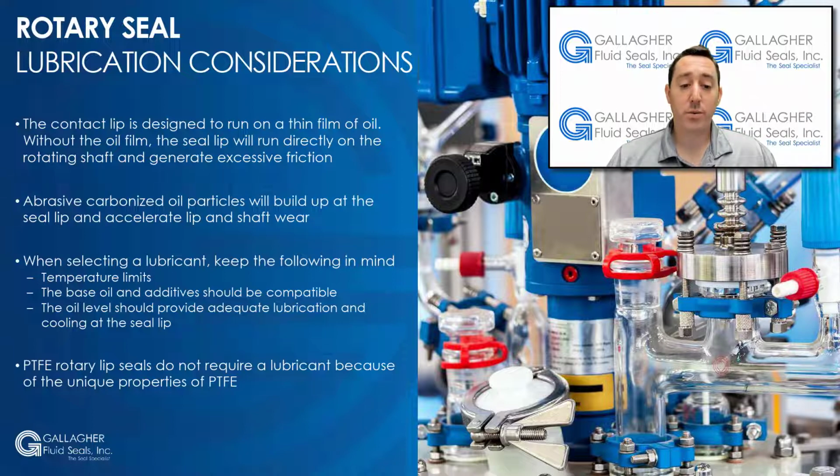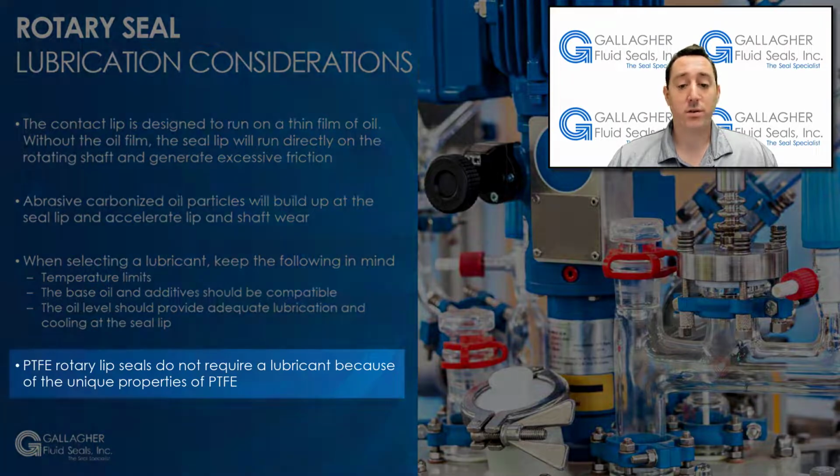When selecting a lubricant, keep the following in mind. The temperature limits of the lubricant should match the underlip operating temperature of the seal. The base oil and additives should be compatible with the lip material. The oil level should provide adequate lubrication and cooling at the seal lip.